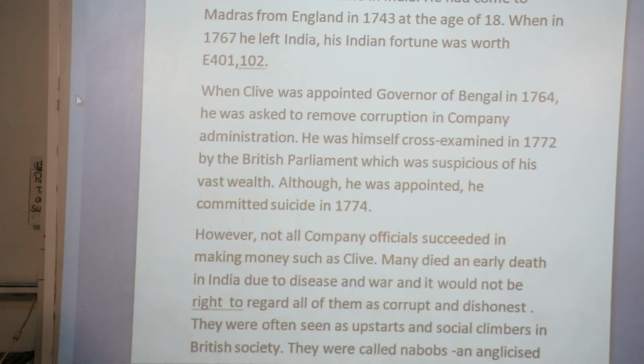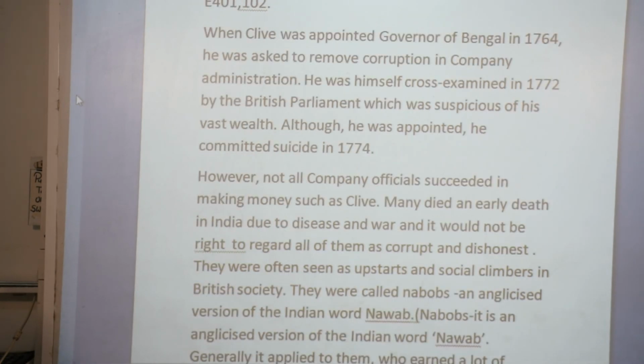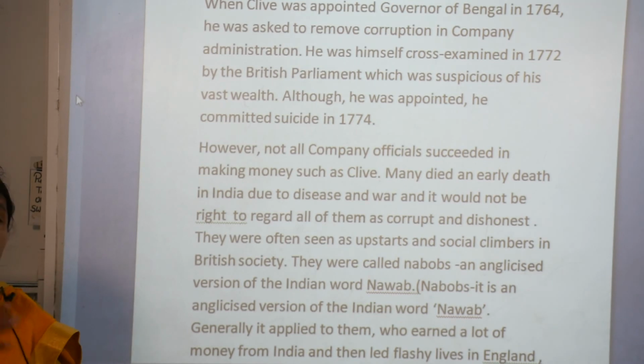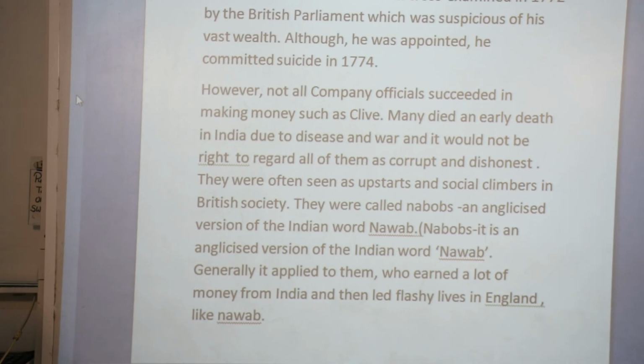Not all company officials succeeded in making fortunes as Clive did, but many died an early death in India due to diseases and war, and it would not be right to think that all of them were corrupt and dishonest. They were often seen as upstarts and social climbers in British society. So they were called Nawabs, an Anglicized version of the Indian word Nawab. Generally it was applied to those who earned a lot of money in India, brought this money back and lived flashy lives in England. So people gave them the title Nawab.